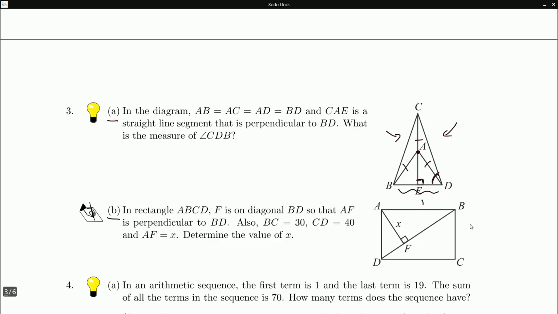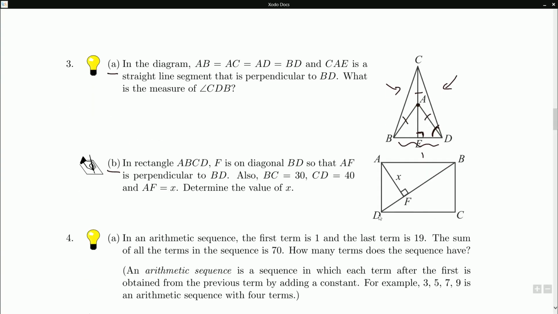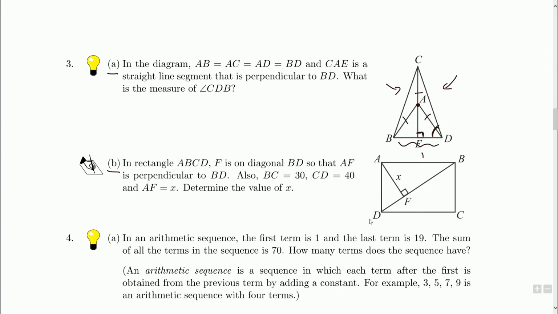Okay. So, 3b, we're going to have to write up a bit more. In rectangle ABCD, F is on diagonal BD, so that AF is perpendicular to BD. Also, BC is 30 and CD is 40. Well, it's a rectangle, so that's going to tell me this is 50, because it's a 3, 4, 5 Pythagorean triple, although we will write that out if I need to use that fact. And AF is X, we just want the value of X.